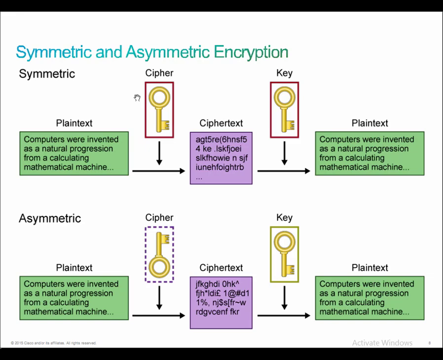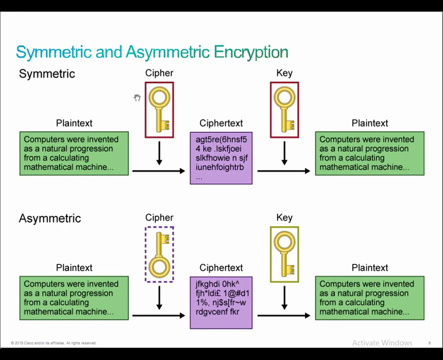Asymmetric encryption, which is typically called the public key infrastructure, or it's based on the public key infrastructure. We have a key that's used to perform the encryption, and then we have a different key that's used to perform the decryption.